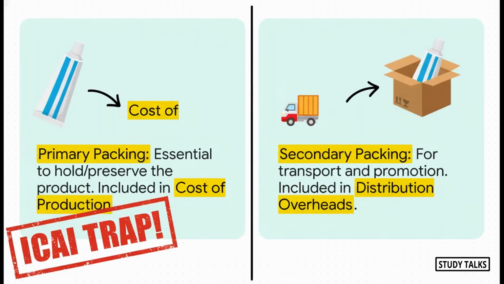Okay, stop and pay close attention here, because this is a massive ICAI trap and you need to know the difference. We're talking about primary versus secondary packing.